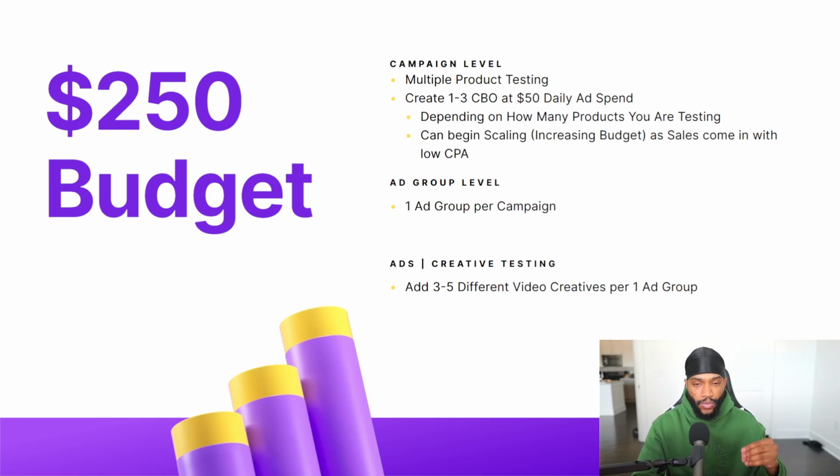And again, you want 3 to 5 different videos per 1 ad group inside of each campaign. So the same structure that you had on the $50 a day budget, but for 3 different CBOs. And that's what I did, and I can show you the results that got me.